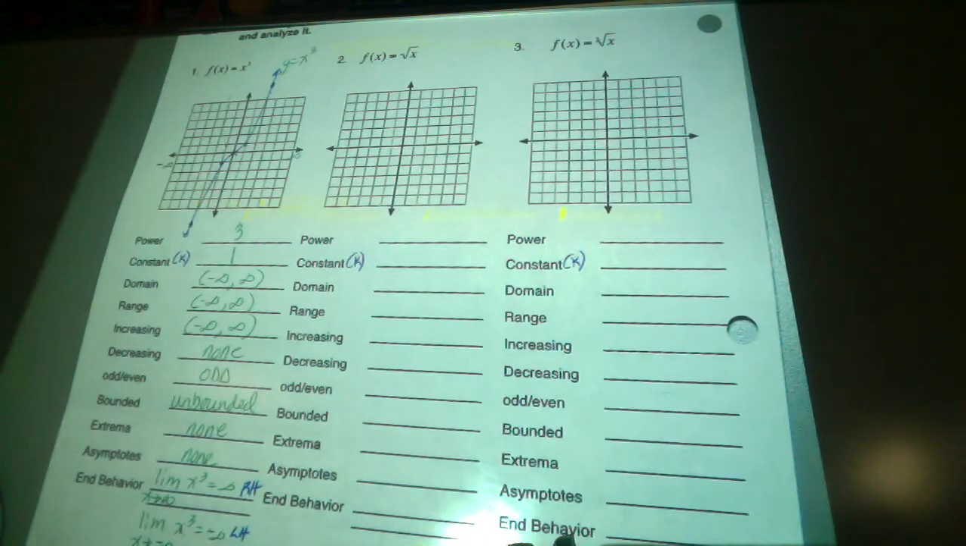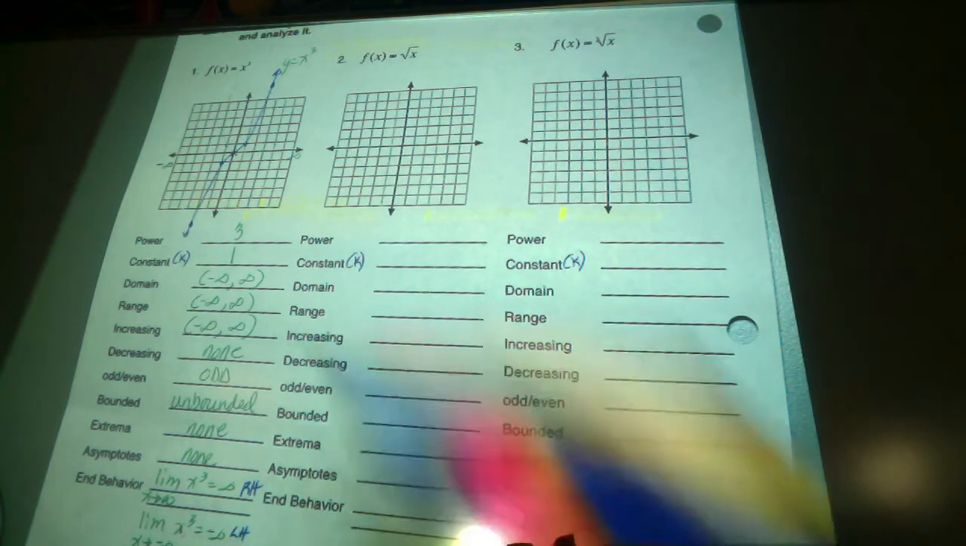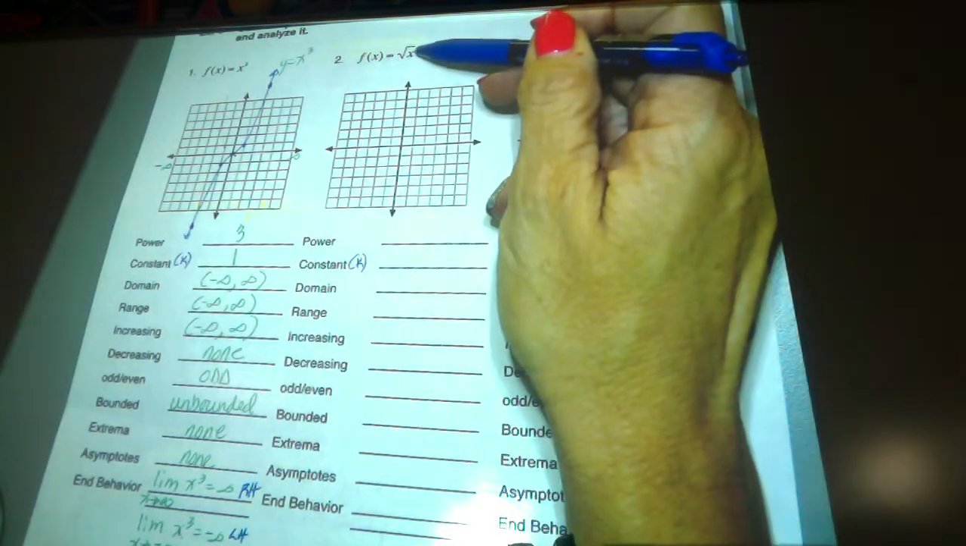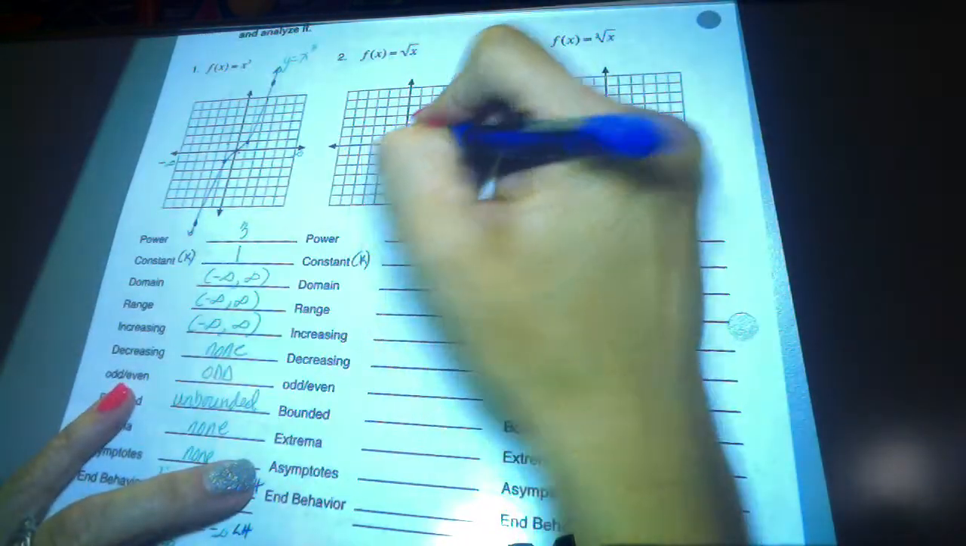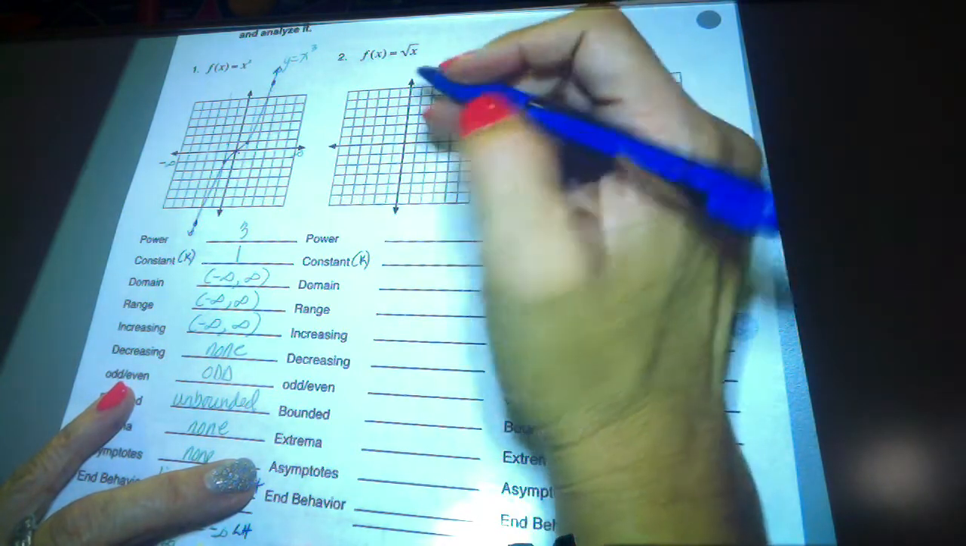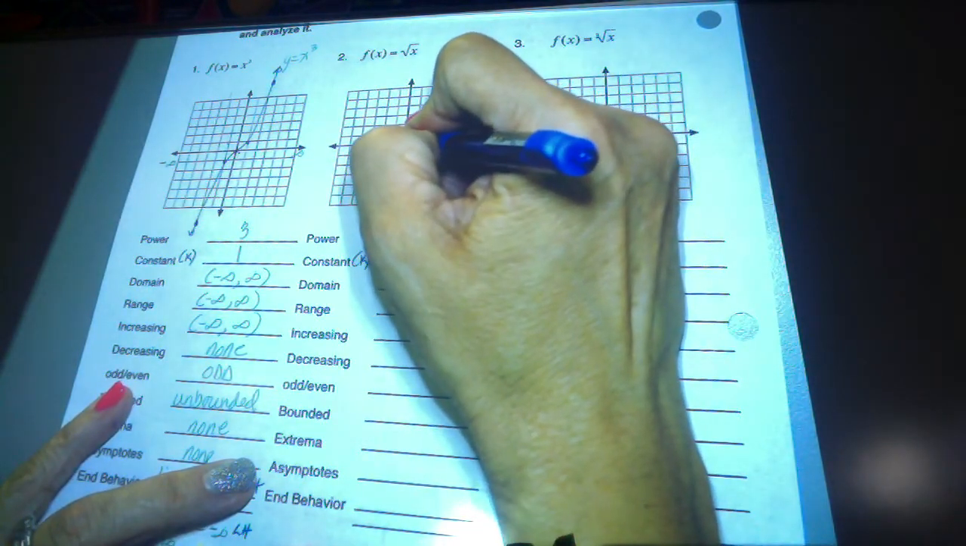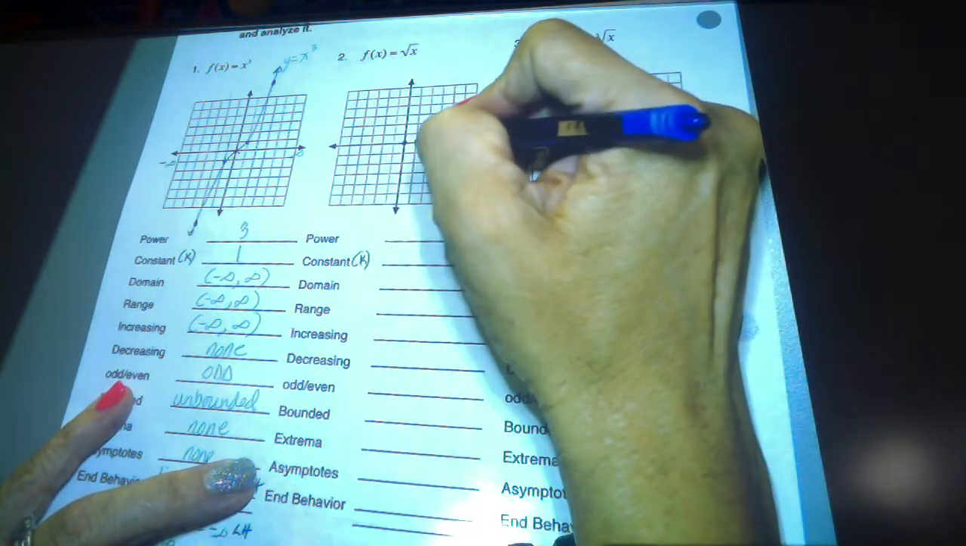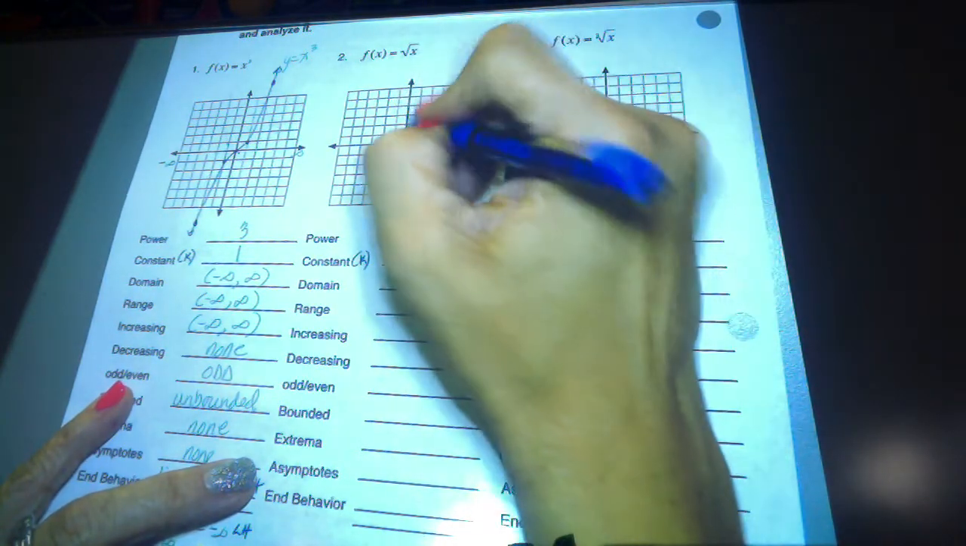Let's look at square root of x. How else can that be written? X to the 1/2. So let's go ahead and plot some ordered pairs. Can I plot negative values? Can I take the square root of negative values? No. Can I take the square root of 0? Some of you don't realize that. Yes, I can. What is the square root of 0? 0. What is the square root of 1? 1. 1 is a perfect square.